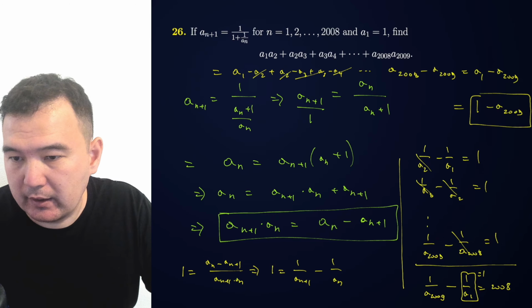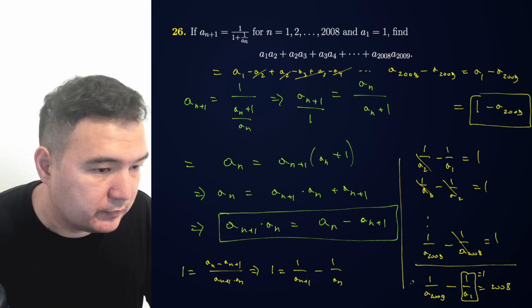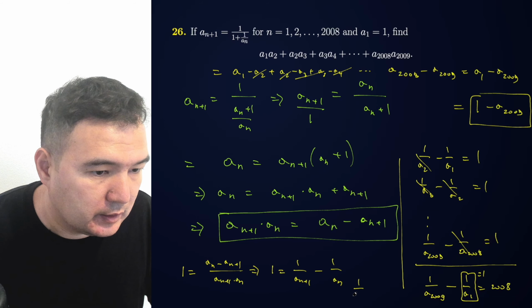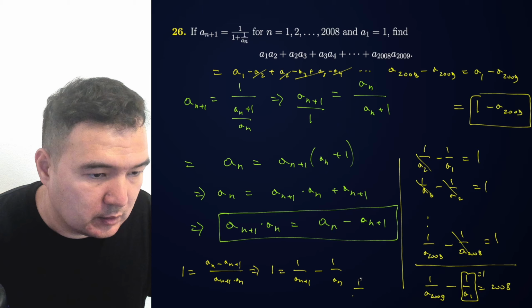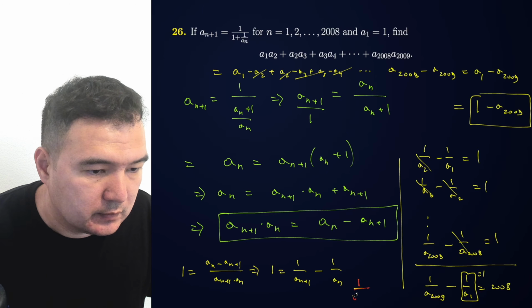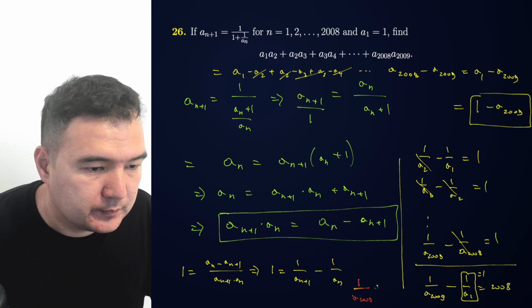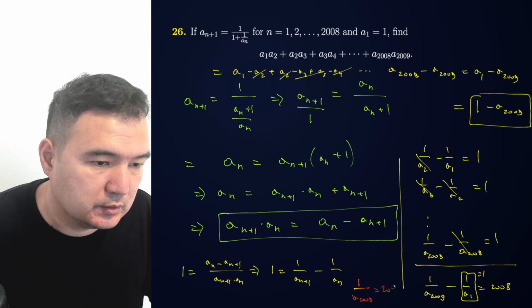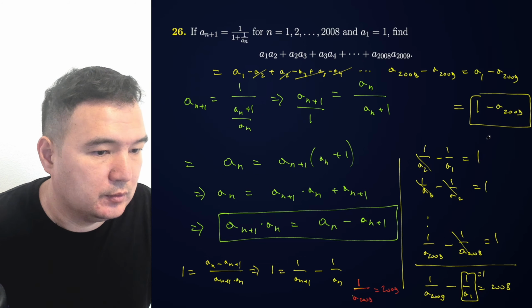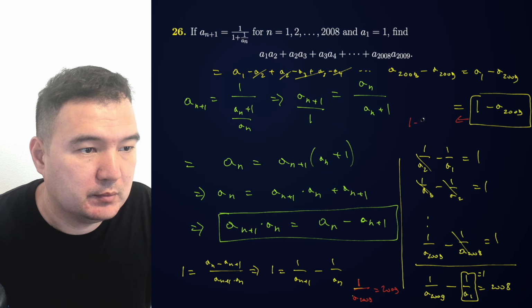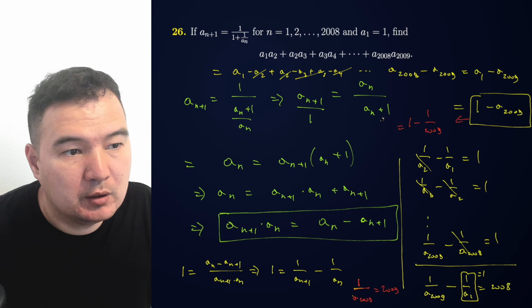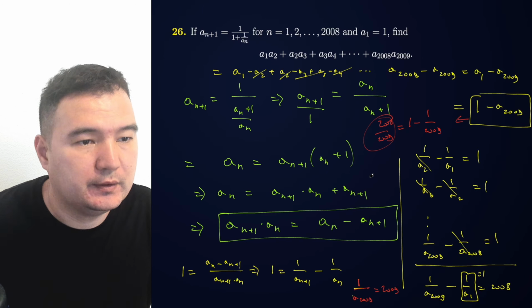So what I got from here is 1 over A2009 is equal to 2009. If I flip the fraction from here, my final answer is 1 minus 1 over 2009, or 2008 over 2009. So that's the final answer.